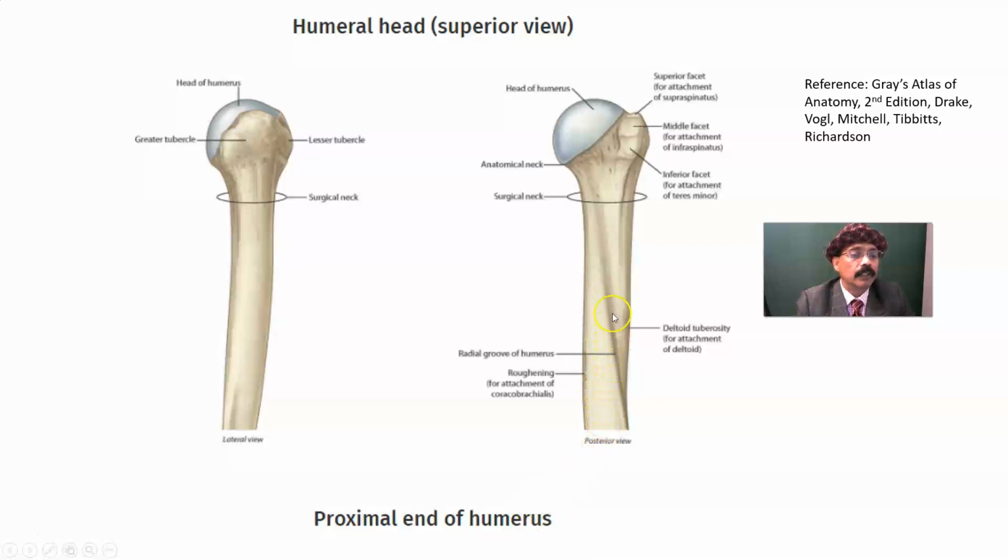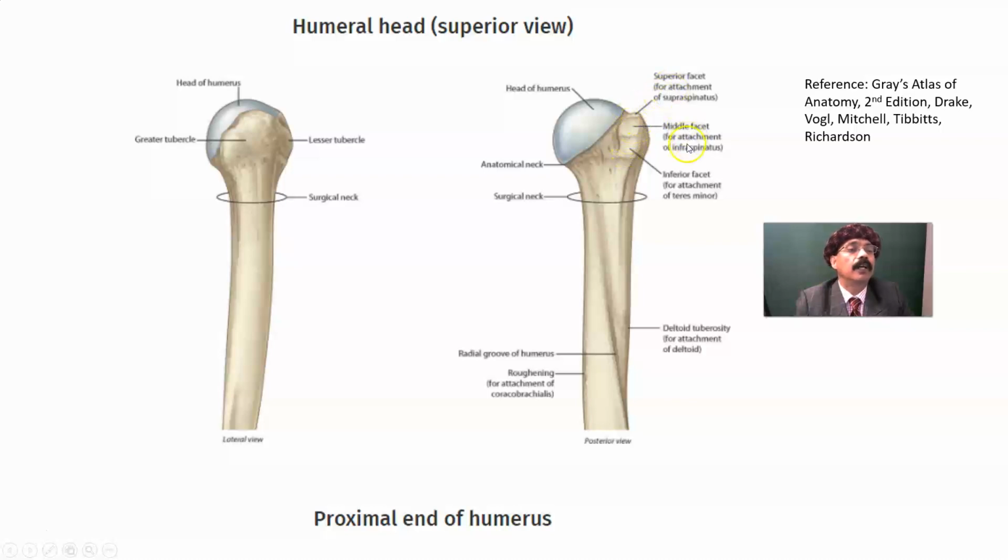This is the radial groove for the passage of the radial nerve and the arteria profunda brachii, or profunda brachii artery, or deep artery of the arm. That goes through the radial groove, also called the spiral groove. Okay, here we got that. This is the head we just discussed. Three impressions on the greater tubercle.